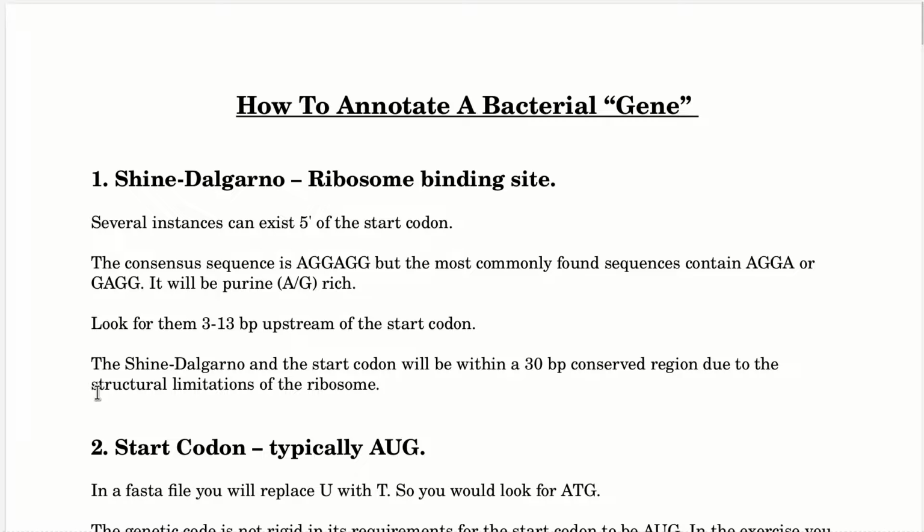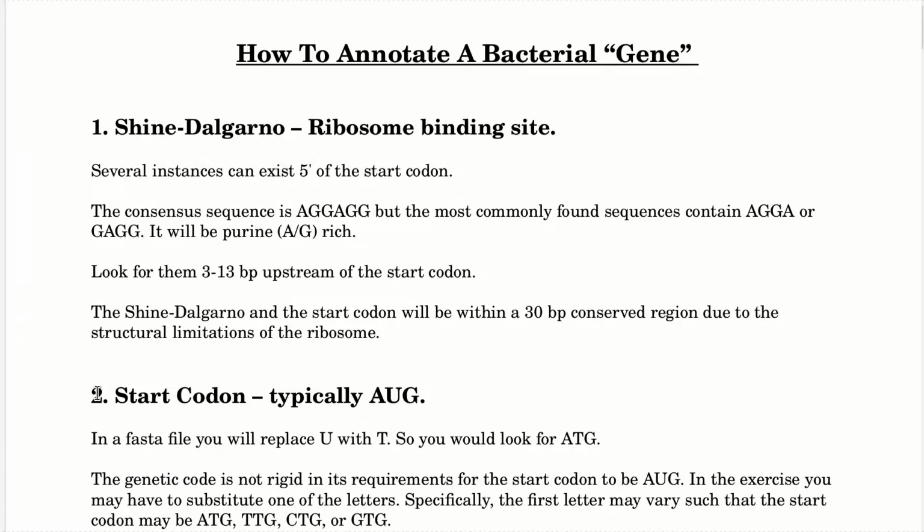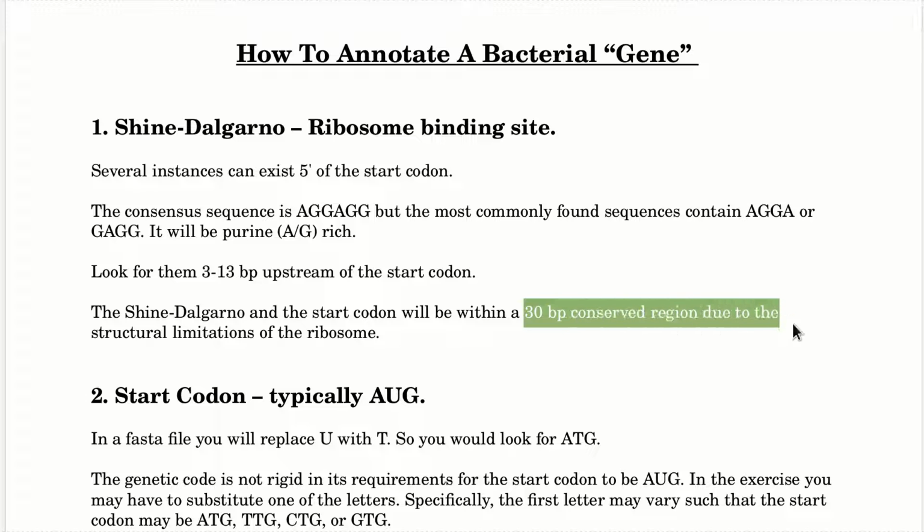Now, the Shine-Dalgarno and the start codon will be within a 30 base pair conserved region due to the structural limitations of the ribosome. Now, this one is true. This one you can go by. There's about 30 base pairs, all right, and you pretty much have to have the start codon within 30 base pairs of the Shine-Dalgarno, or the ribosome won't work. This is kind of a set-in-stone thing of the way we know.